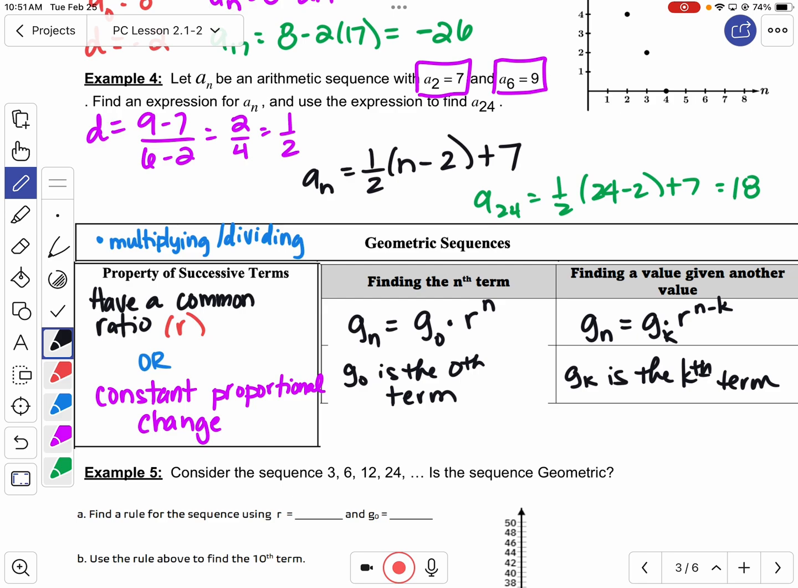What kind of function are we creating here? When it was arithmetic, we had linear. What do we have for geometric? Not quadratic. It's exponential. Good, it's exponential, because your variable is the exponent. That's why it's exponential.